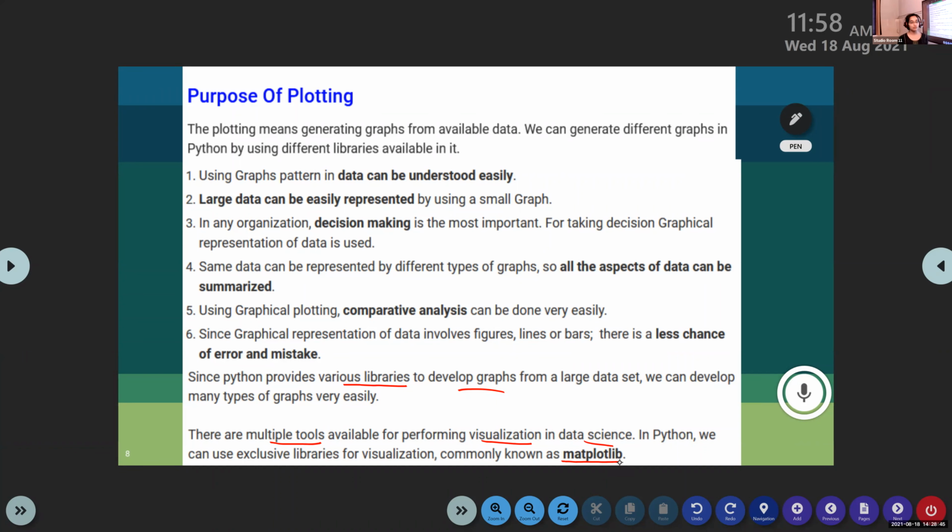In this chapter, we are going to learn about Matplotlib. Okay, so this is the whole package. So in this chapter, we will learn about this library, Matplotlib.